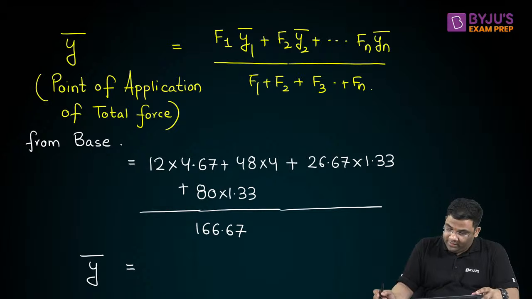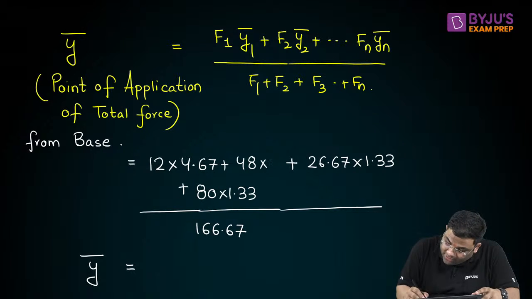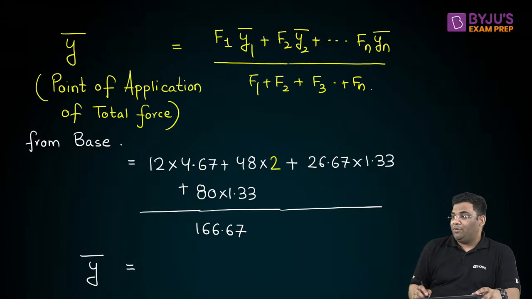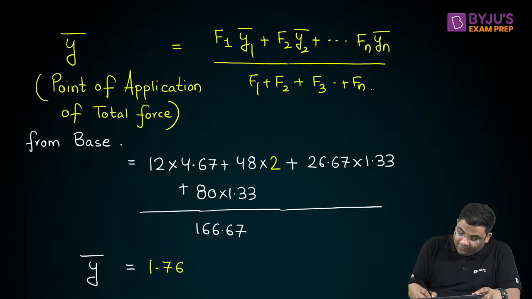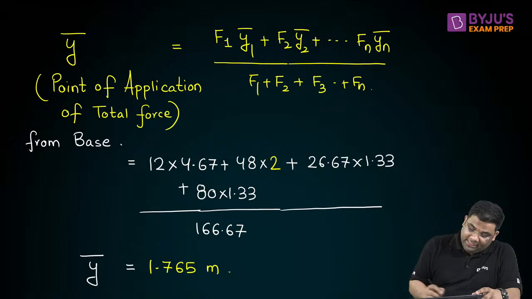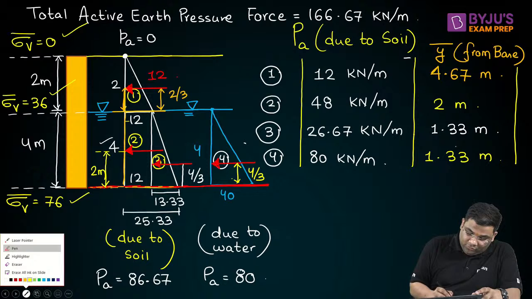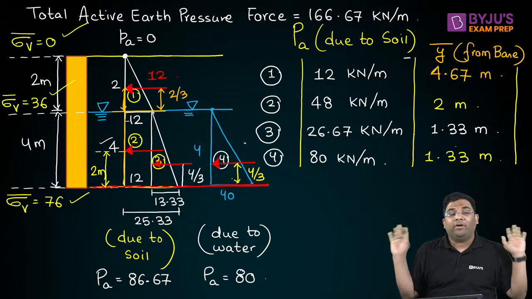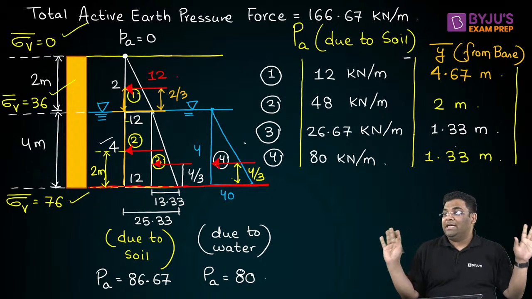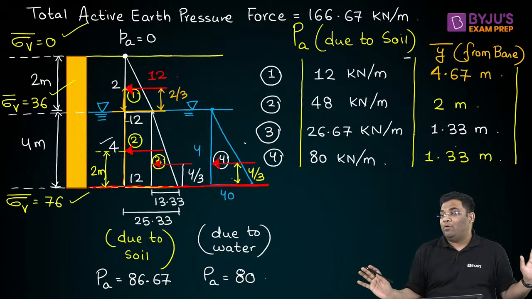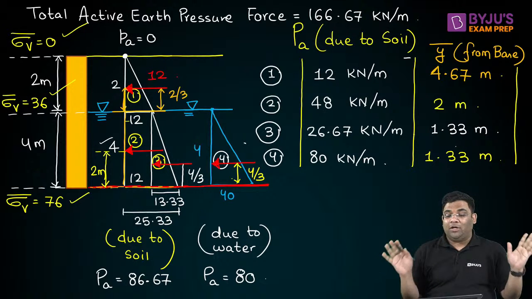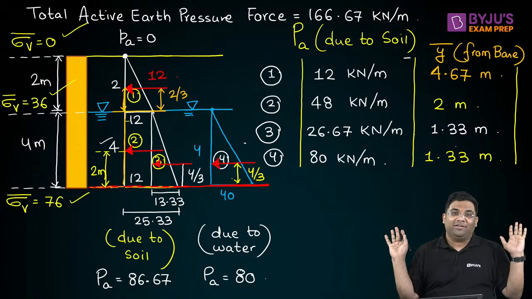48 into 2. Thank you, Prem. So how much you are getting? 1.765. Very good. You see, easily you are able to solve these questions without any formula, right?